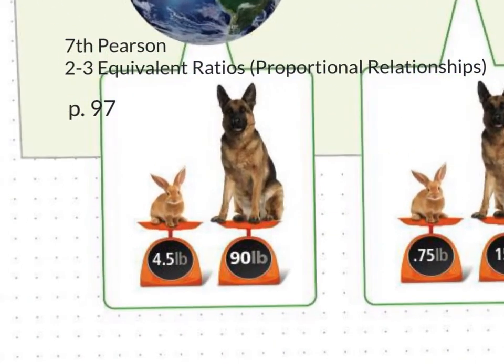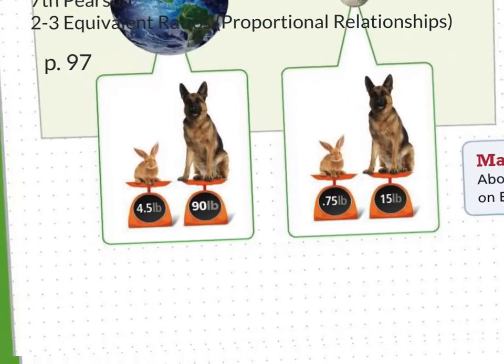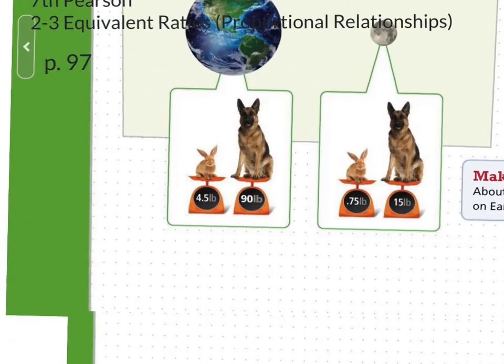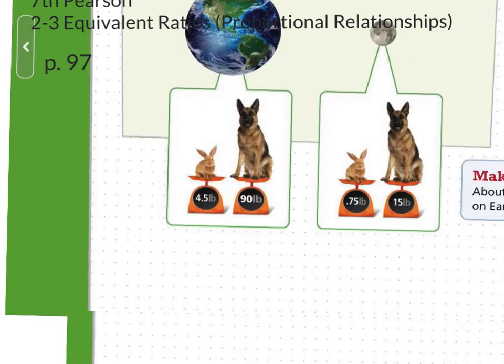So you can look at the information here. They've got a rabbit and they've got a dog, a German Shepherd, and they're showing their weights on the Earth and their weights on the moon. Since there is more gravity here than on the moon, the weights are higher on Earth than they are on the moon.